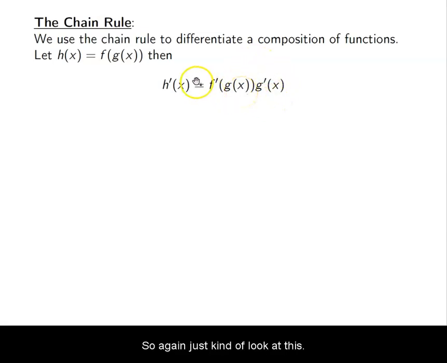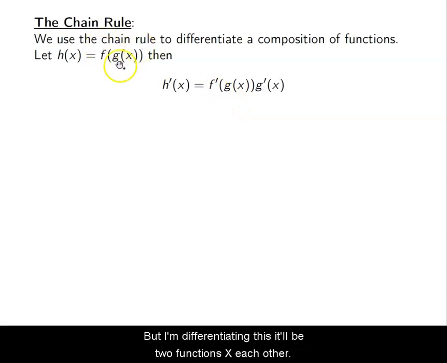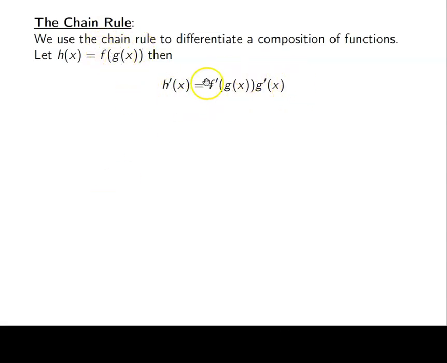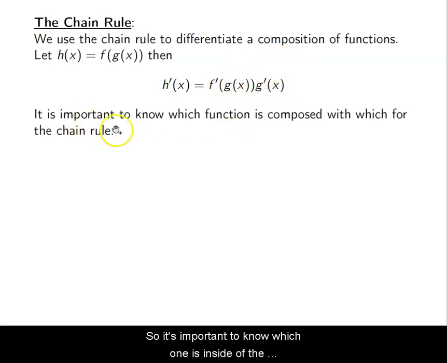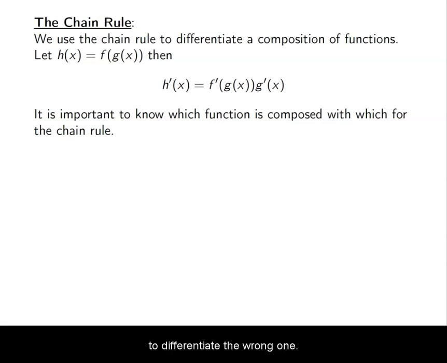So again, just kind of look at this. When I'm differentiating this, it'll be two functions times each other. The first function is the derivative of the outside function, inside stays the same. Multiply that times the derivative of the inside function. So it's important to know which one is inside of the other when you're doing the chain rule, because you don't want to differentiate the wrong one.